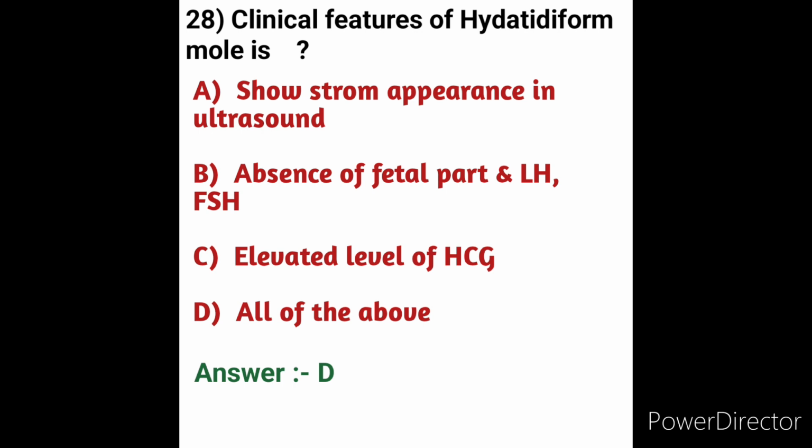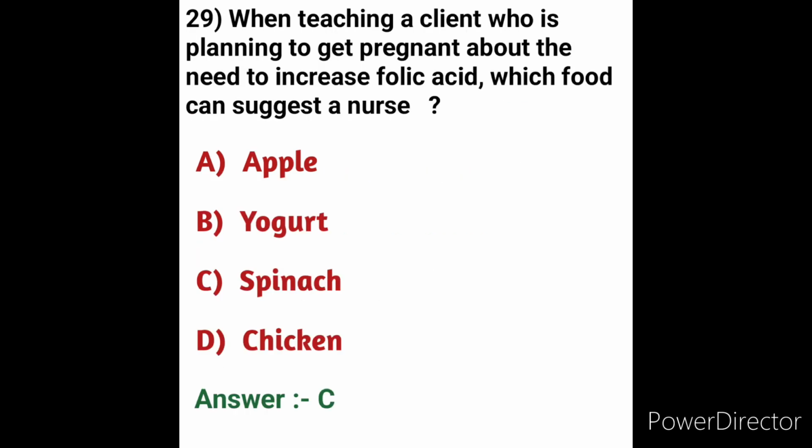Next, move on to question number 29. The 29th question in this video. When teaching a client who is planning to get pregnant about the need to increase folic acid, which food can the nurse suggest? Options: option A apple, option B yogurt, option C spinach, and option D chicken. In these cases, pregnant women need to increase folic acid, so as a nurse we will suggest option C spinach. Green leafy vegetables are an excellent source of folic acid.